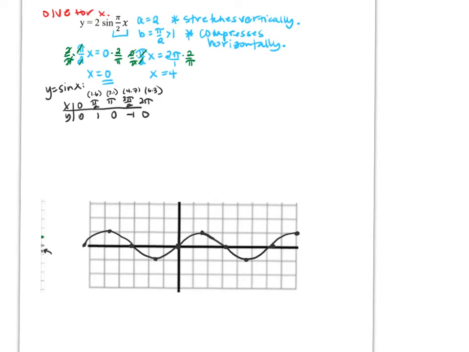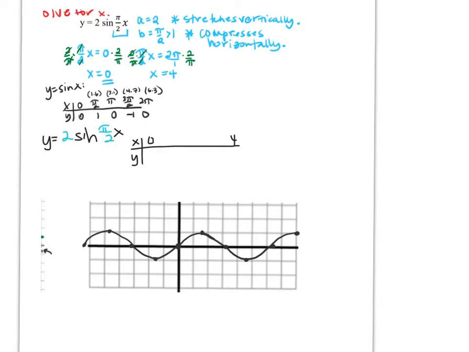So we know we have y equals, and then we have the 2 from our a value, and then we have pi over 2 from our b value. So remember, our b value is going to give us our new start and our new end point. So we're going to start at 0 and end at 4.